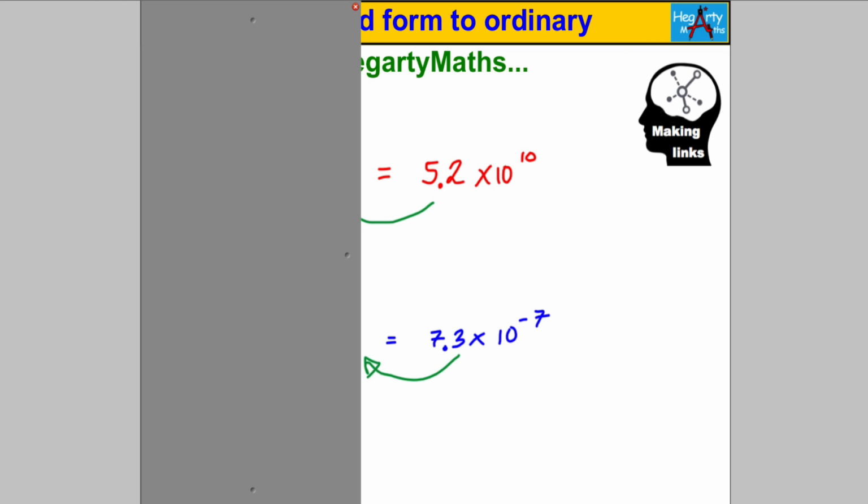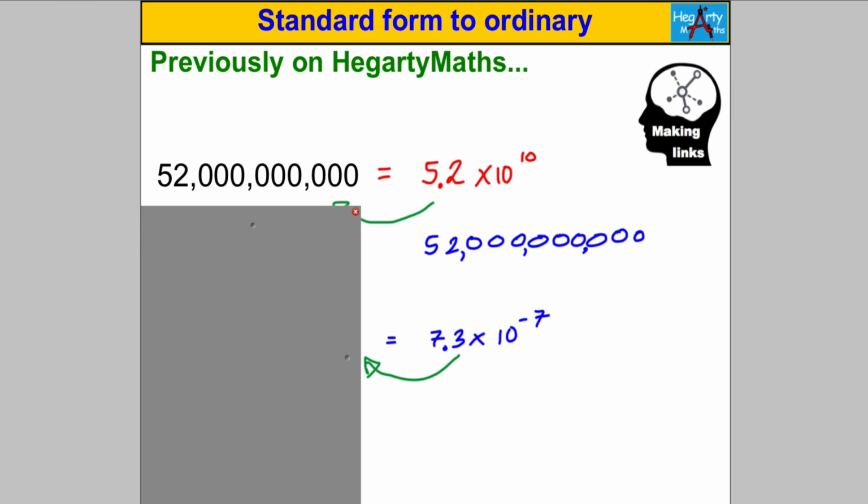So let me just hide this side of it. Can you work out how I would go backwards? Well, this is what I'd do. I would write down my 5 and my 2. I know it's a big number, okay? So I'm going to count 10 digits after the 5. 1, 2. Now wherever there's nothing there, you have to put a 0. 3, 4, 5, 6, 7, 8, 9 and 10. And now you can put your commas every 3 from the left, like that. And we would get ourselves 52 billion, which was what we had here.